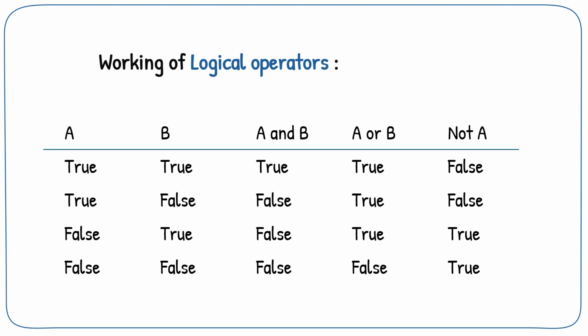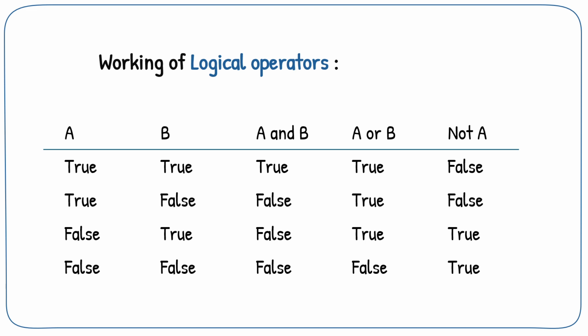The second operator is the OR operator. In this case, if both the operands are false, then it gives the result as false. In any other case, such as either operand being true or both operands being true, it will give true as a result. The third operator in this is the NOT operator. If the operand is true, then it will give false. And if the operand is false, then it will give true.